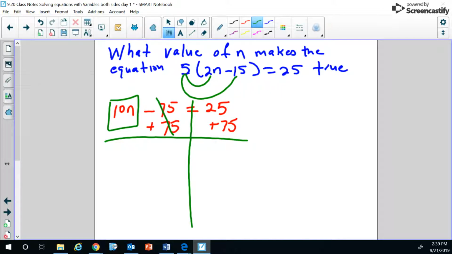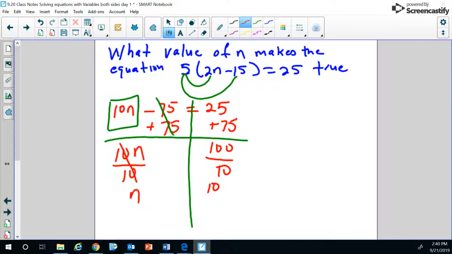I bring down my 10n. And on the right side, I have 25 plus 75, that is 100. The 10n is a multiplication operation. The inverse of that is division. So I'm going to divide by 10 to get n by itself. All right, the 10 cancels out, and that leaves n. On the right side, I have 100 divided by 10, and that is 10. Therefore, the valid n is 10.